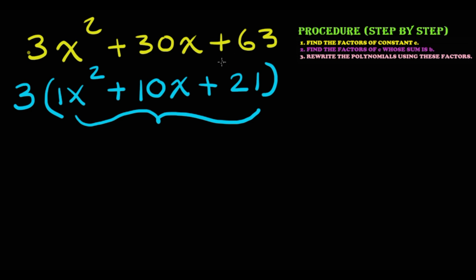Your constant c right here is just 21. So that's going to be your constant c, and we're going to go ahead and write that number down. So that's step number 1.